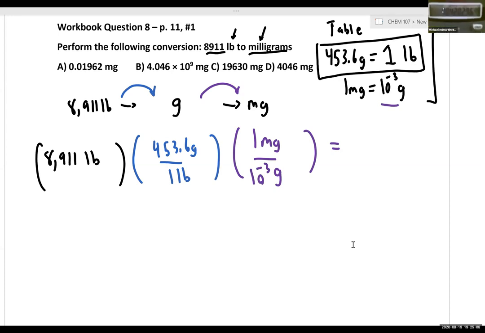So just to show that process one more time. So I enter 8,911 times 453.6. So that gives me a large number. Let me set it to flow. So here's the long form number that you'd see.